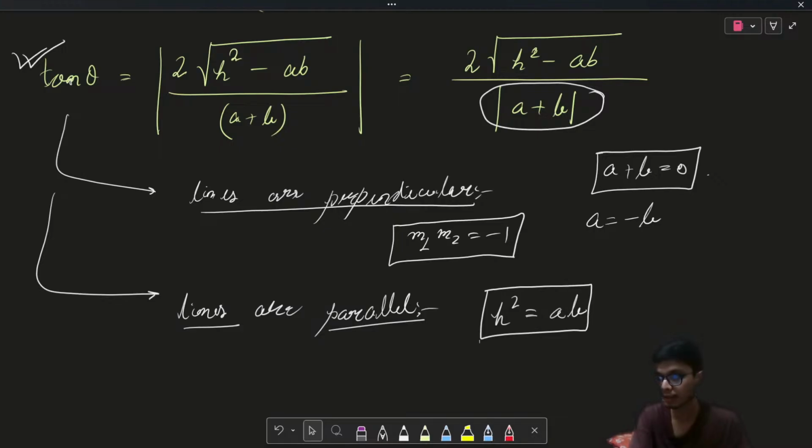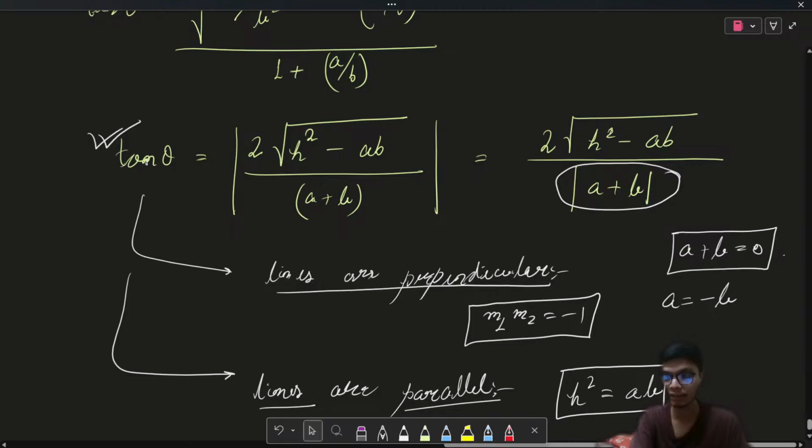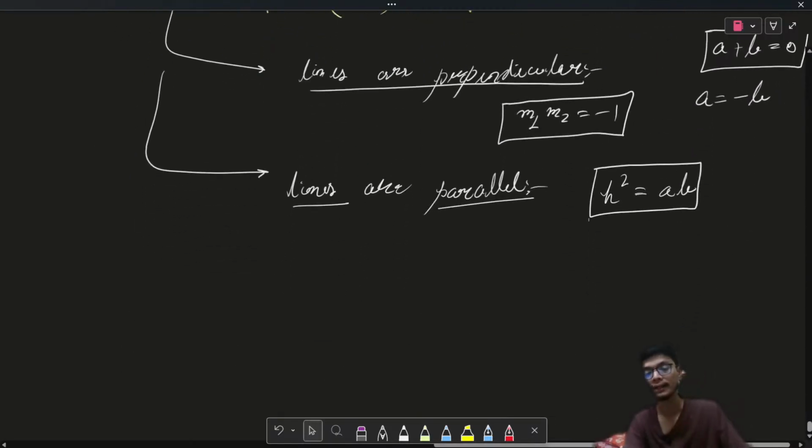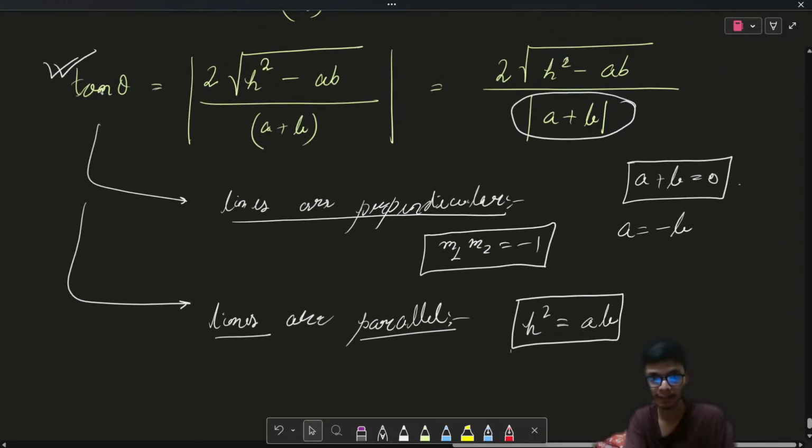Now, in a similar manner, we can also find out the equation of the angle bisector, right? So for this homogeneous case also, we can find out the pair of straight lines which represent the angle bisector as well, right? But before that, I hope this particular part is clear to all of you.